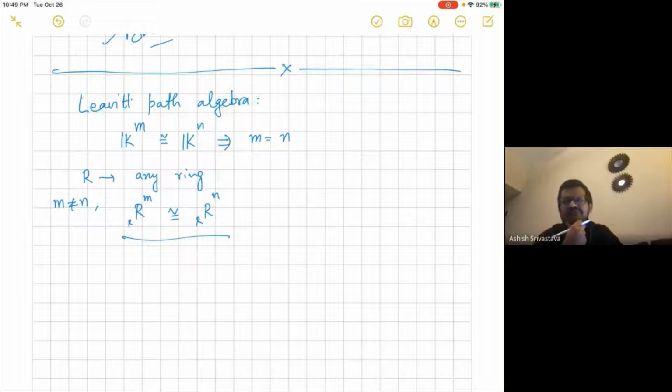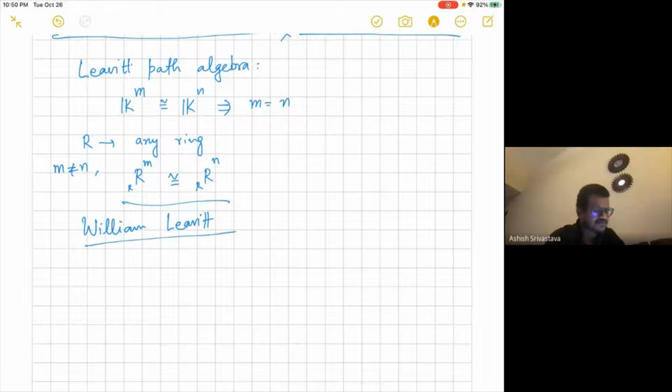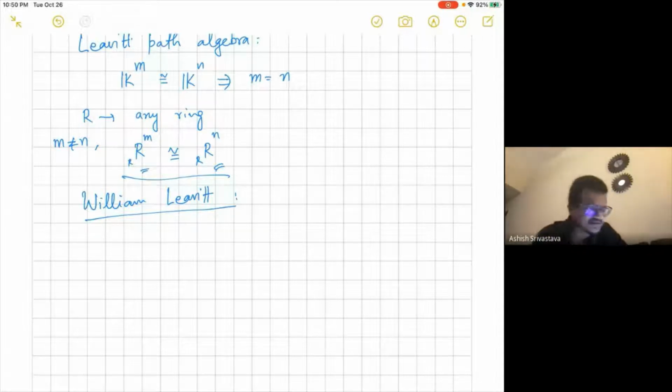And in early 50s, Bill Leavitt gave a precise construction for rings which will defy invariant basis number property. So they will have this situation that you will have M different from N and still this free module will be isomorphic to this one. If you're interested, you can look for a paper of Bill Leavitt. It's from Transactions of AMS sometime in 53 or 52. I guess the title is something like module type of a ring.